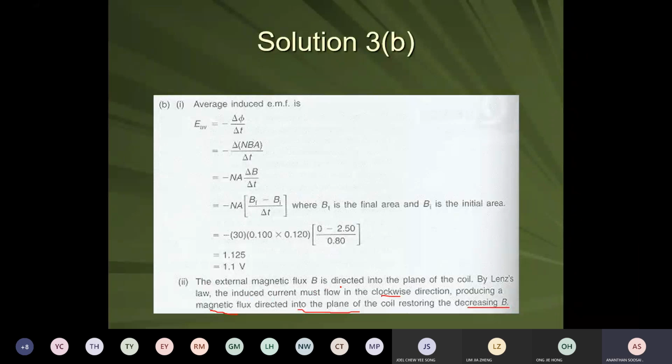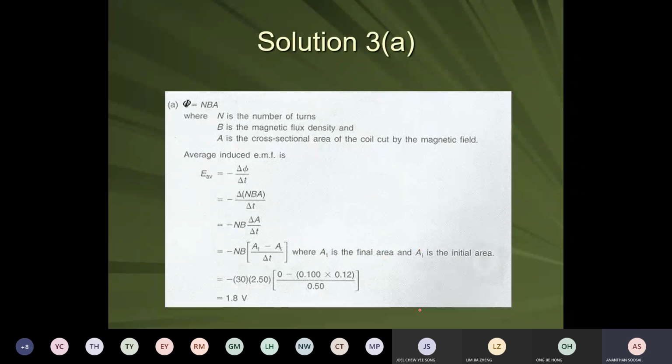The external magnetic field B is directed into the plane of the coil. By Lenz's law, the induced current must flow clockwise so that it produces a magnetic flux, or magnetic field, directed into the plane, to restore the decrease in the magnetic field. Lenz's law: the direction of the induced current always opposes the change which produces it. So that's part B.